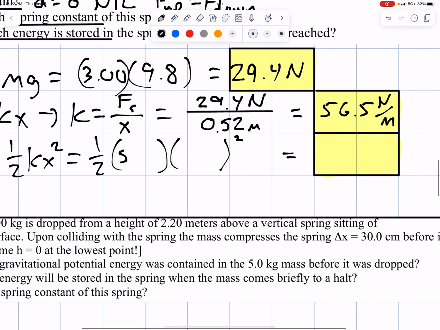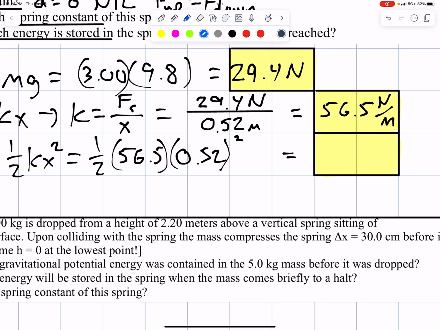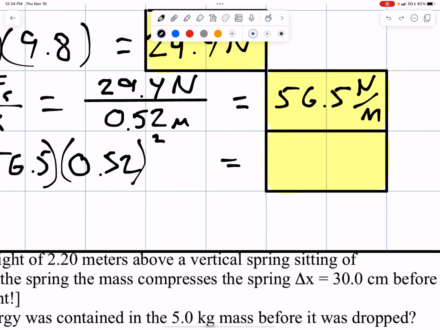The k we just found, 56.5 newtons per meter. And x, if you recall, was the height difference or the distance it stretched, and that's going to be about 0.52. In your calculator, you'd want to square that first, times k, take half. Please take a moment to put that in your calculator. If you did this right, you should get a little over 7.5 joules, about 7.64 joules.